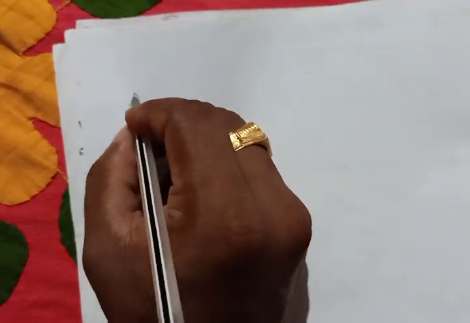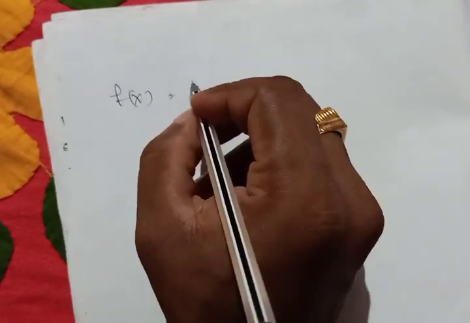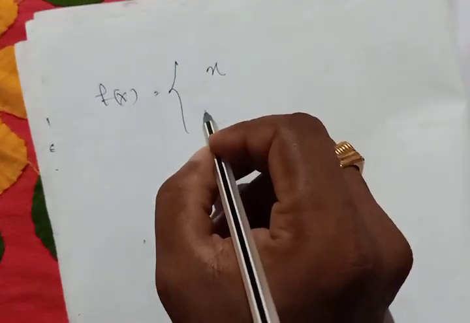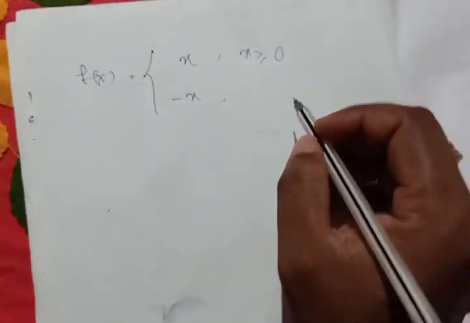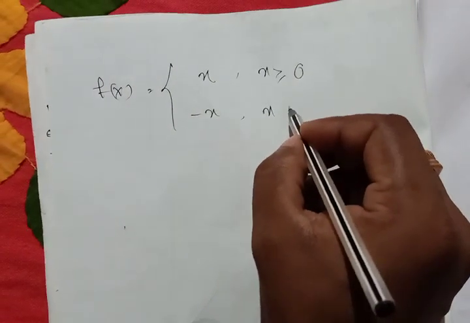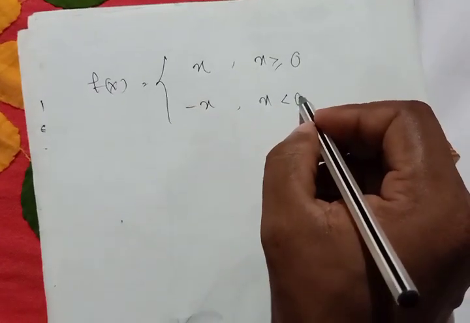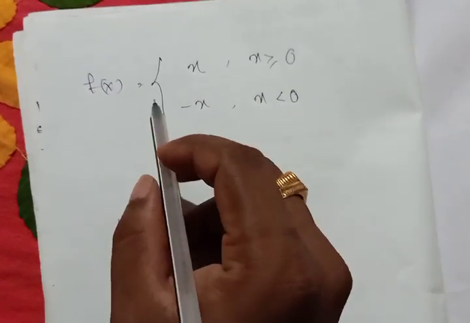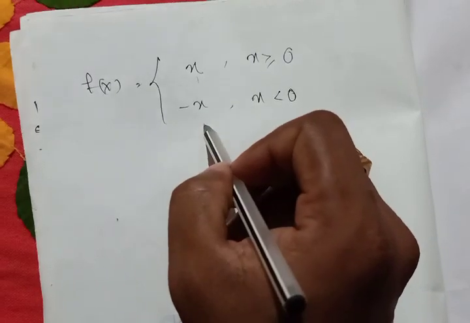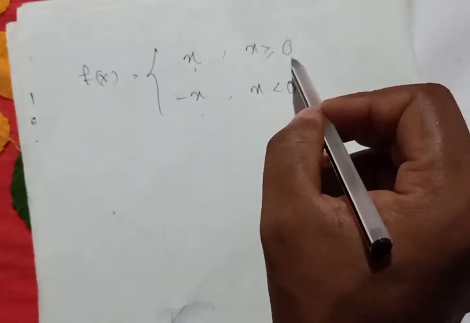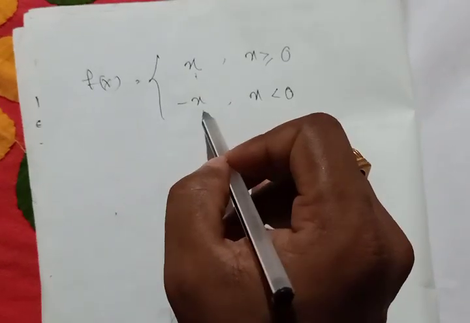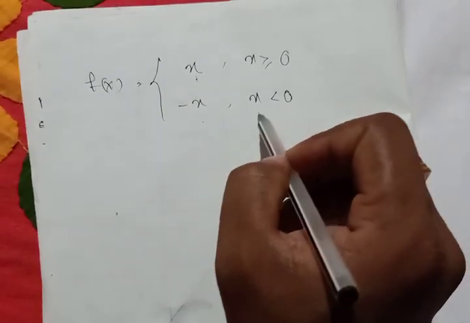Now just do some more problems on this concept. If I say draw the graph of f(x) equal to x when x is greater than or equal to 0, and minus x when x is less than or equal to 0, that means you have to draw the graph of x and minus x in a single graph. It will be exactly equal to x if x is greater than or equal to 0, and this function will be minus x if x is less than or equal to 0.